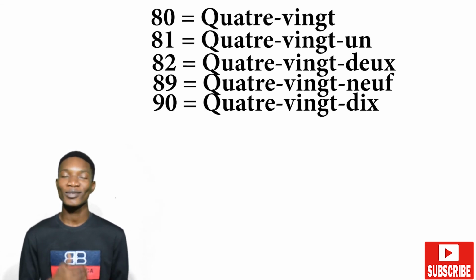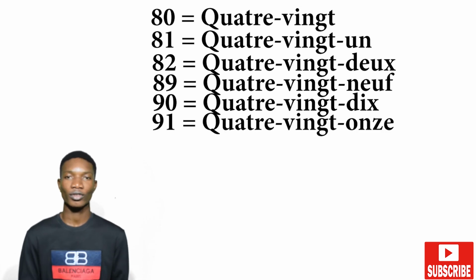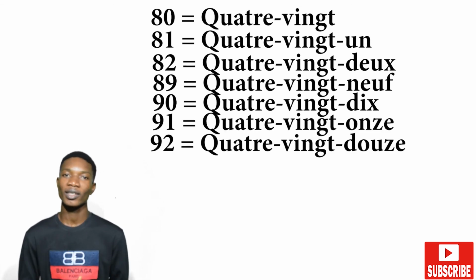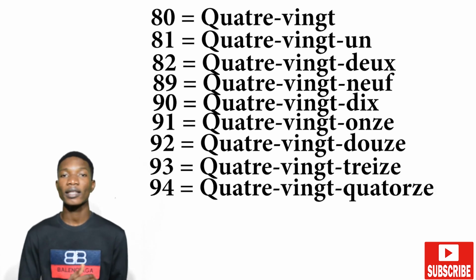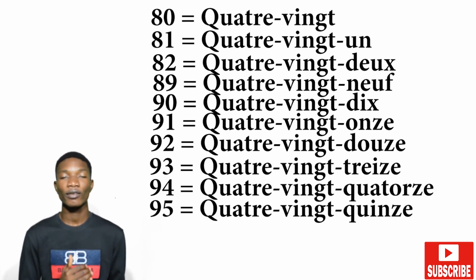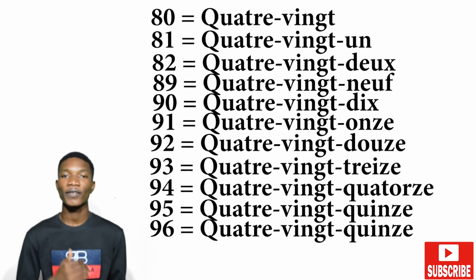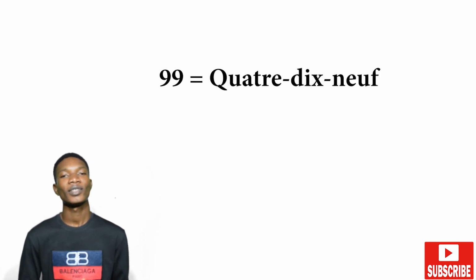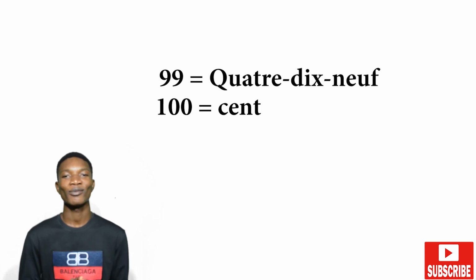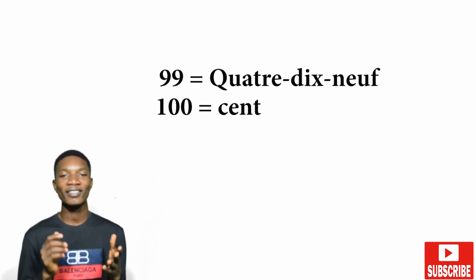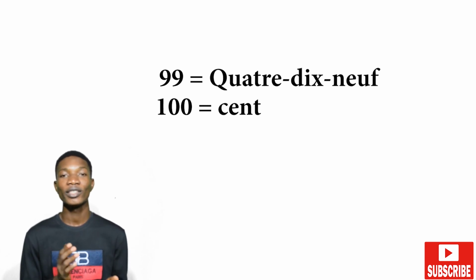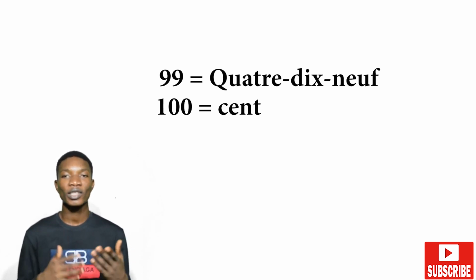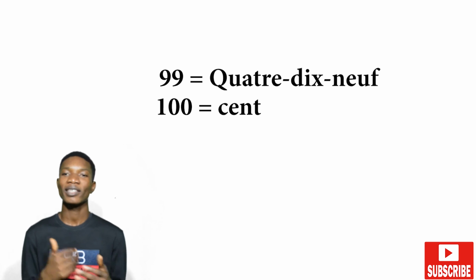From 90 you take it as 91, 92, 93, 94, 95, 96, and on to 99, and you reach 100, which is cent. So this is basically how you count numbers from 1 to 100 in the French language.